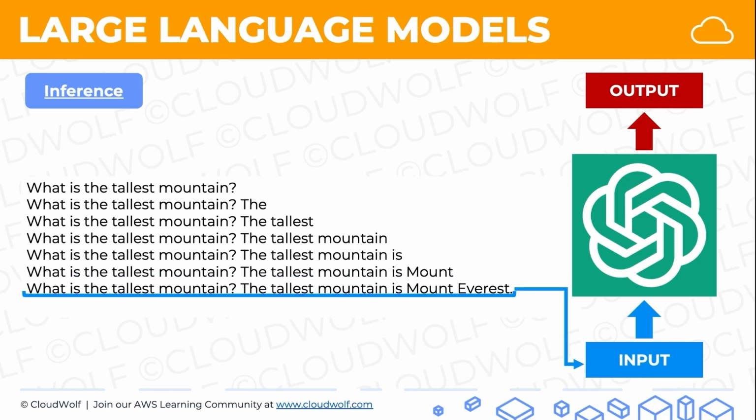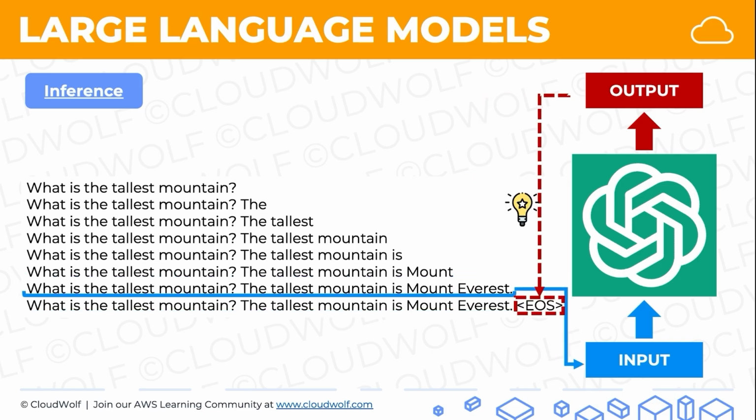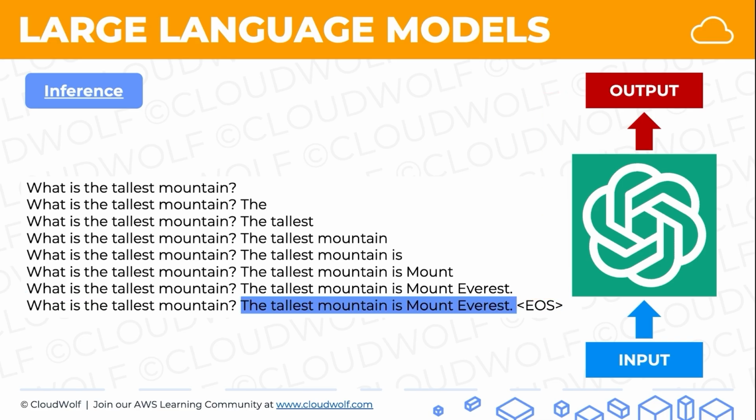And it keeps doing that until the next token that it predicts is this token called end of sequence, or EOS for short. And at that point, it understands that it's time to stop. This sentence is long enough. It's got what was needed. And it stops. And so we have our output: "The tallest mountain is Mount Everest."